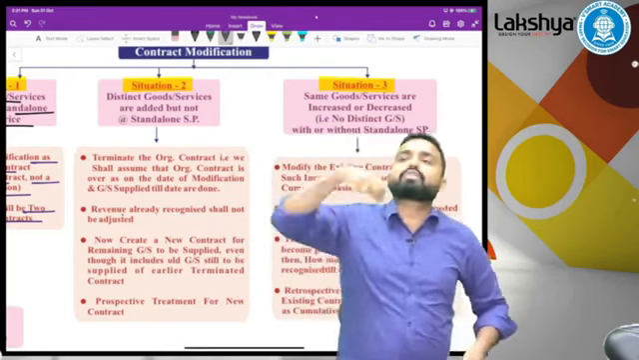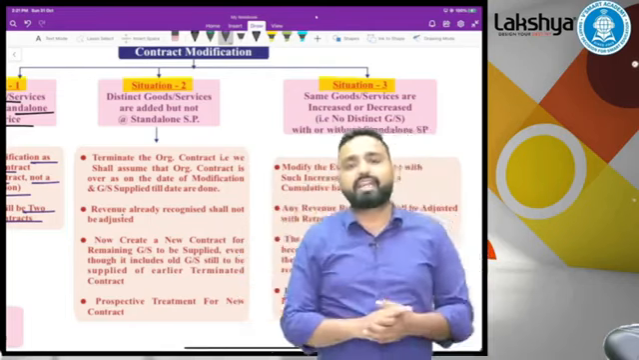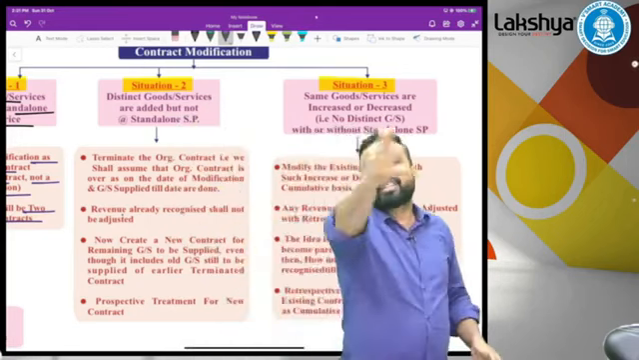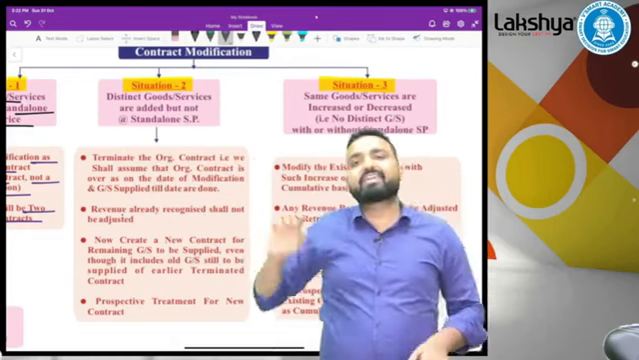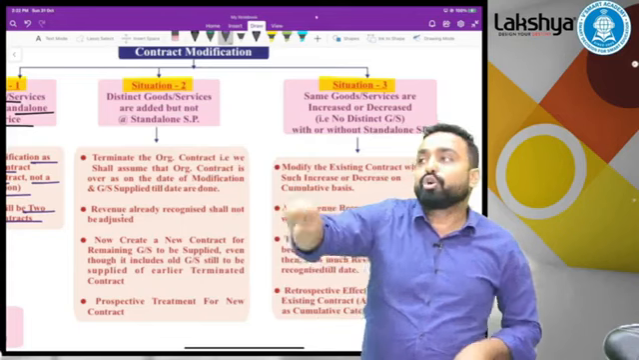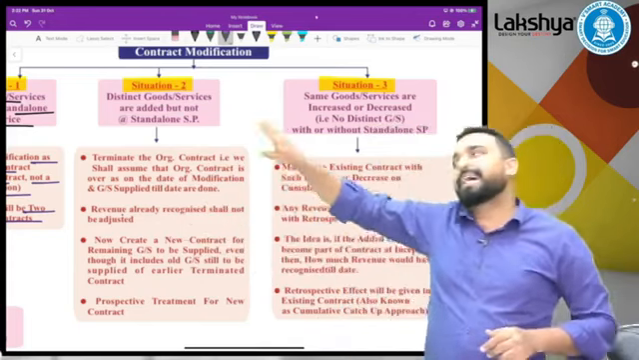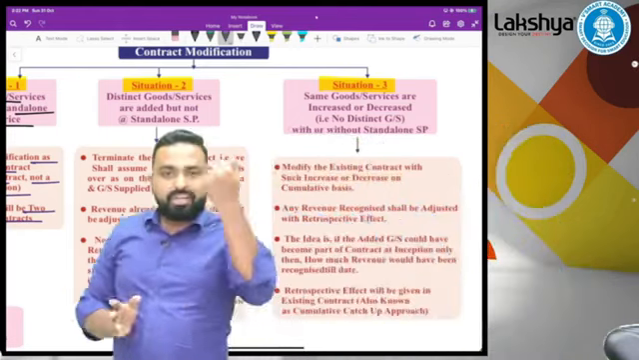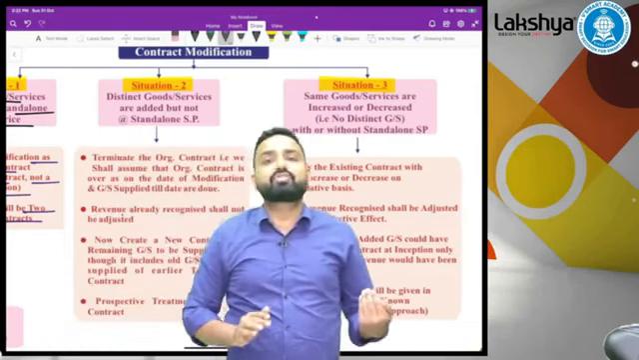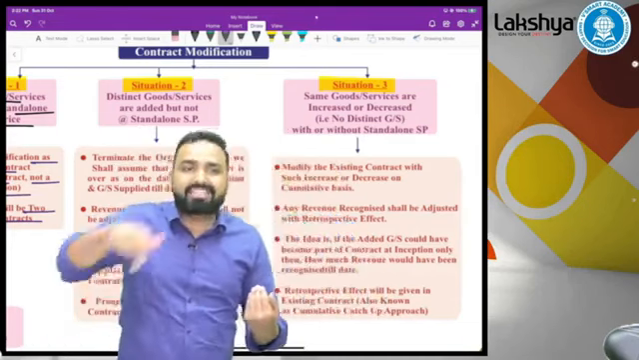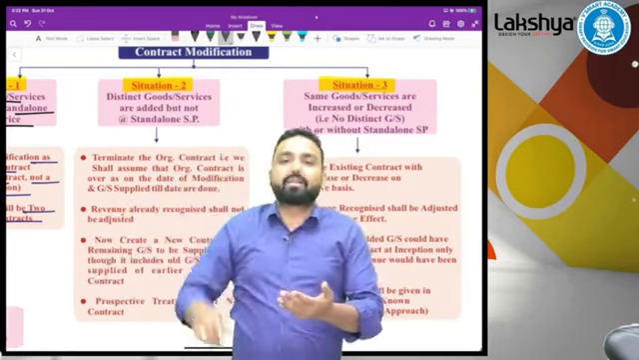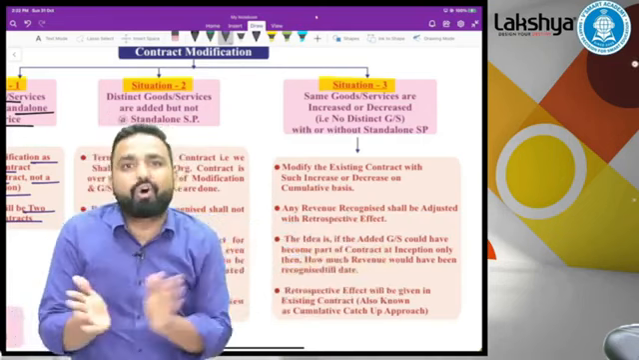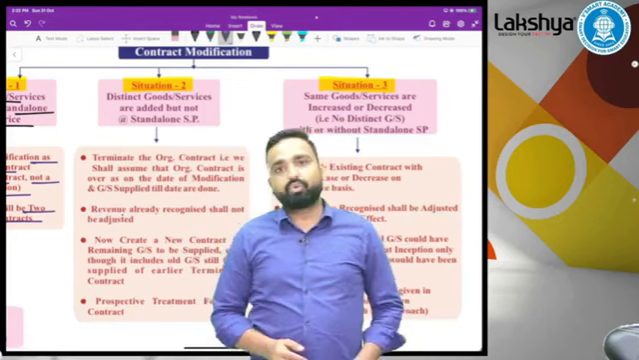So I have allowed him a super discount on the CCTV camera, and the price at which the camera is being sold to my customer is not the standalone selling price. If the same camera were sold to other customers, definitely the price would be higher. Now, this is the example. Distinct goods and services are added, but not at the standalone selling price. Why? Because the contract is affected. The price of the CCTV camera contract is affected because of the original contract. Now, the original contract is involved in this second contract. What to do?